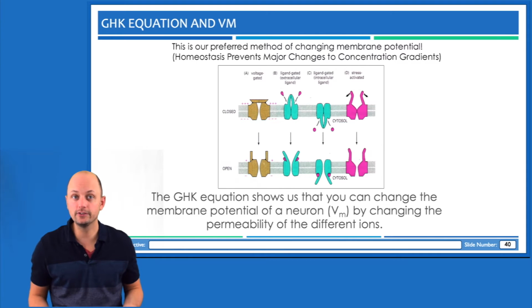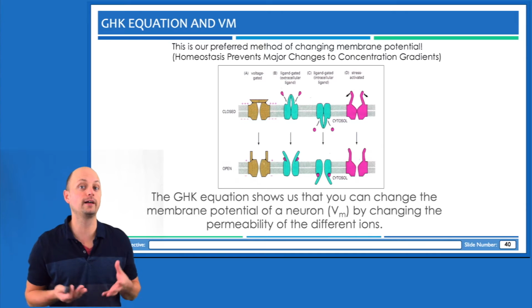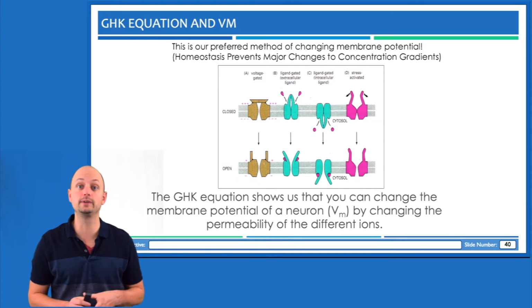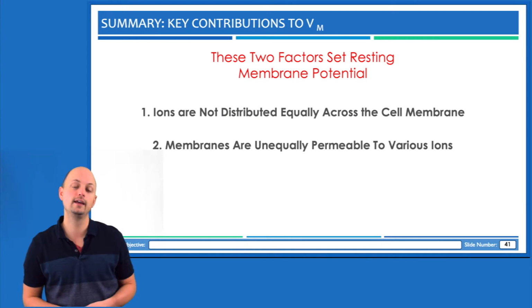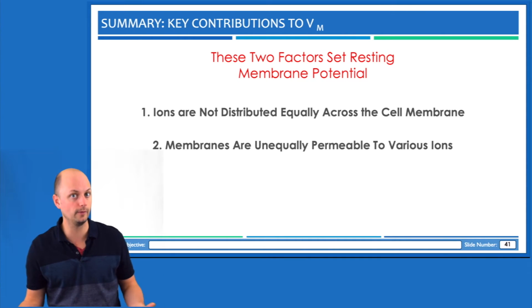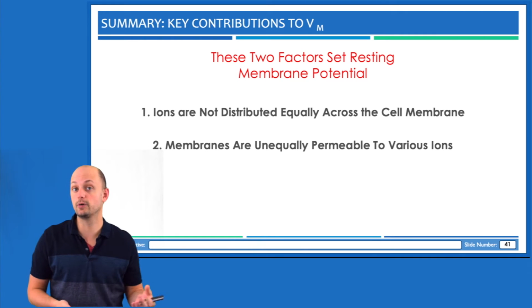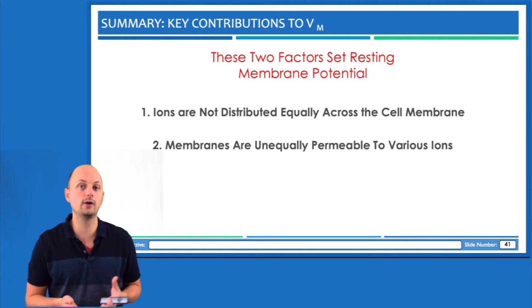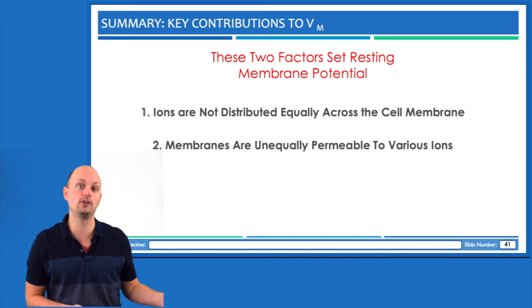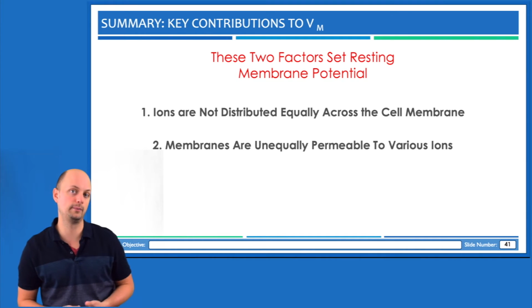So to wrap up this unit and come full circle back to the beginning, we've talked about how the plasma membrane allows for ions to be unequally distributed, and ion channels allow membranes to be unequally permeable. When cells open and close ion channels and change their permeability to ions, they allow ions to move by diffusion into or out of the cell, and that creates changes in membrane potential.